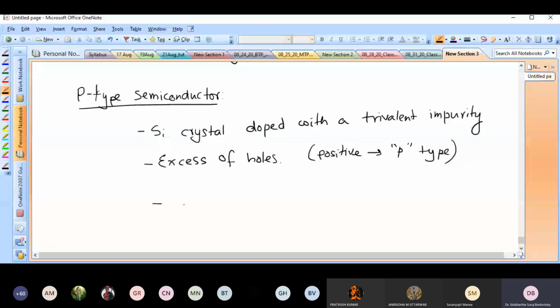So this is the silicon crystal doped, and then you have the excess of holes. In this case, holes are called majority carriers, and the free electrons are called minority carriers.